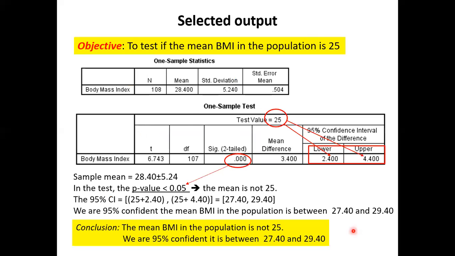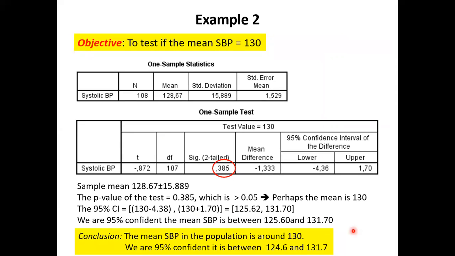Last time we found BMI and SBP are quite normal, so we went ahead. But triglyceride is not normal. Therefore, we cannot test mean. What's the alternative? We use median. Right. But here we're not going to do a median test.